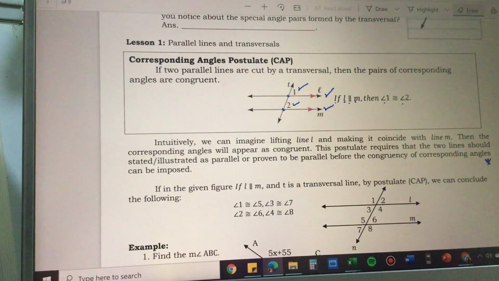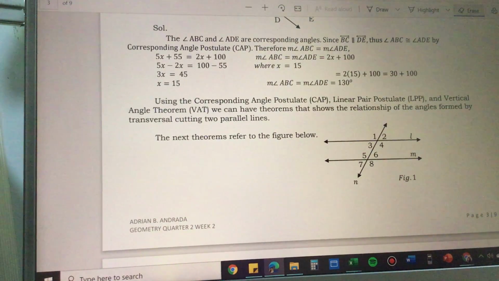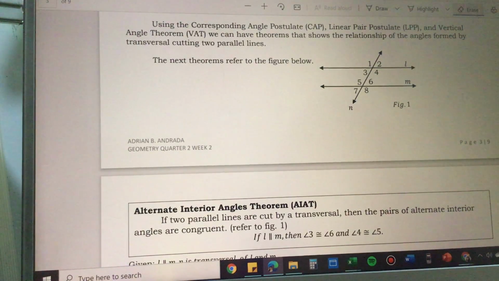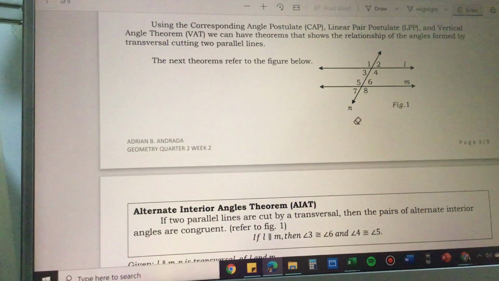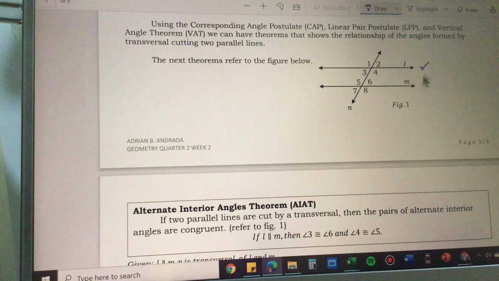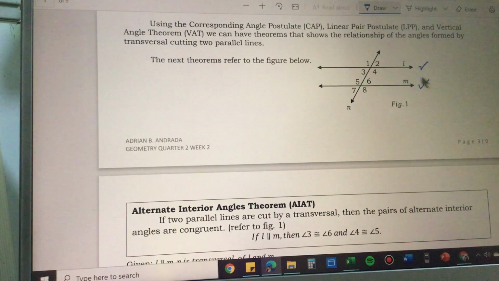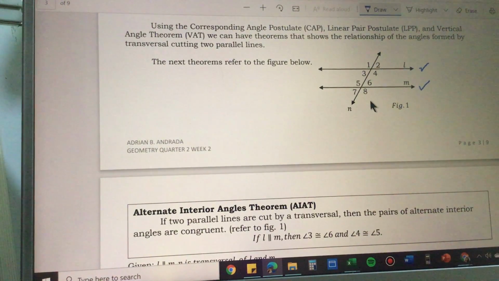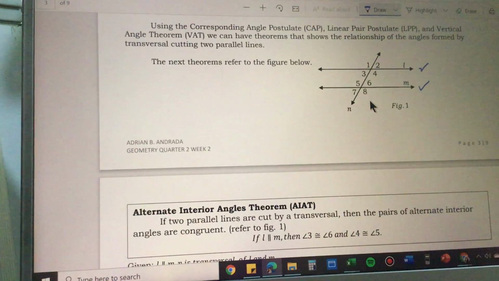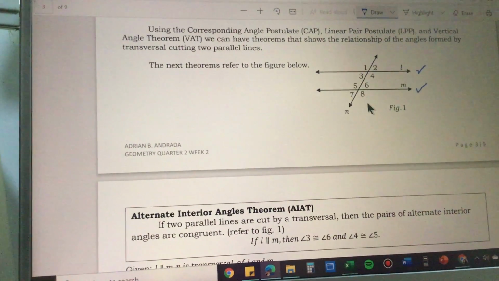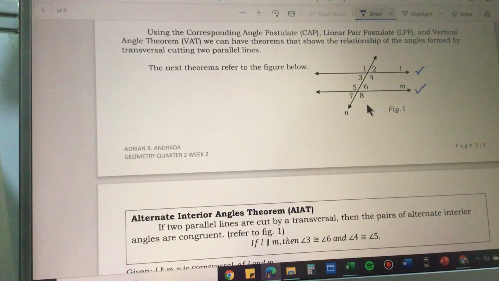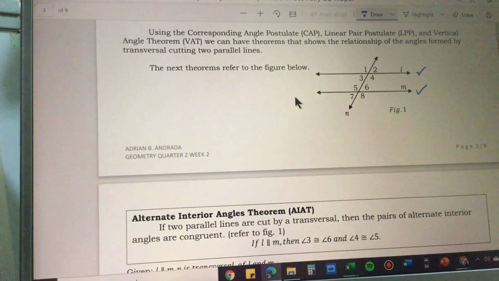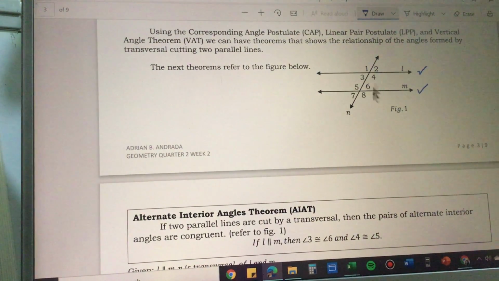So, next we have the alternate interior angles theorem, AIAT. It says that when we have parallel lines cut by a transversal, that is the requirement, then the alternate interior angles formed are also congruent. Alternate interior angles, from our discussion last week, are pairs of angles that are non-adjacent, both interior, and on the opposite sides of the transversal.